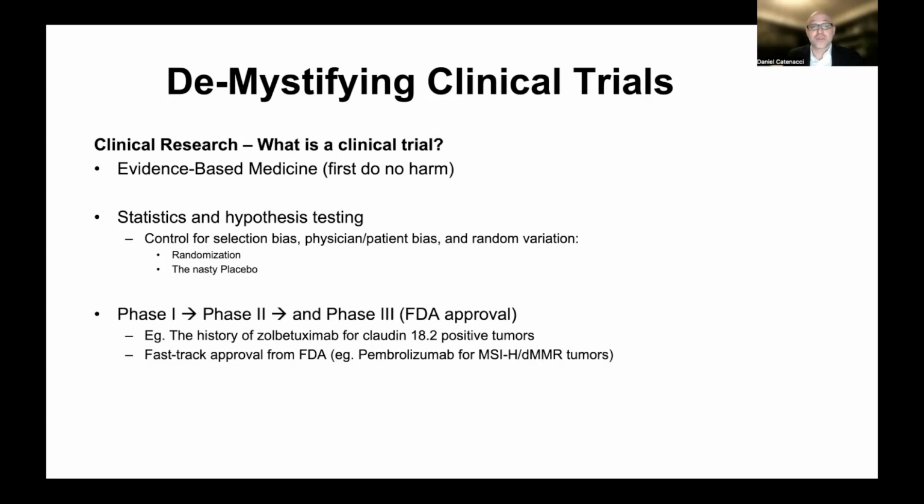I'm going to introduce the different types of clinical trials, phase 1 studies, phase 2 studies, phase 3 studies, and take you through the timeline as an example of zolbetuximab for claudin 18.2 positive tumors, relevant now for gastroesophageal cancer in 2023. I'm also going to introduce the topic of fast track or accelerated approvals of the FDA for various therapies that bypass some of these traditional steps in clinical trials.